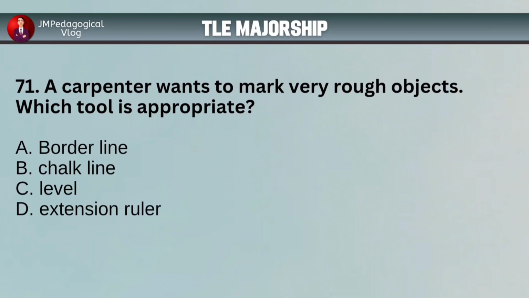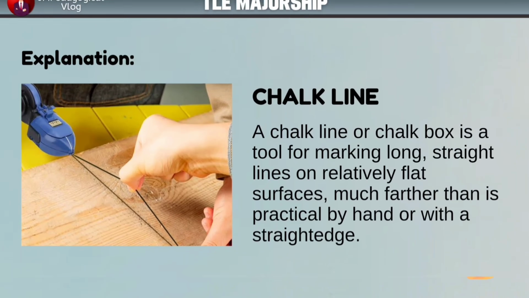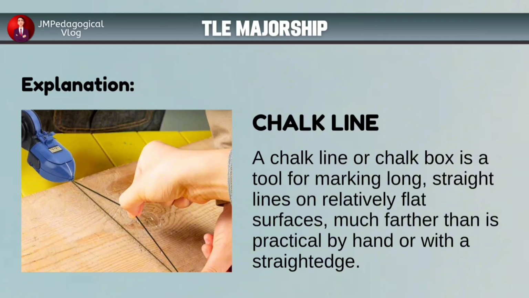71. A carpenter wants to mark very rough objects. Which tool is appropriate? A. Border line. B. Chalk line. C. Level. D. Extension ruler. B. Chalk line. Explanation. A chalk line or chalk box is a tool for marking long, straight lines on relatively flat surfaces, much farther than is practical by hand or with a straight edge.